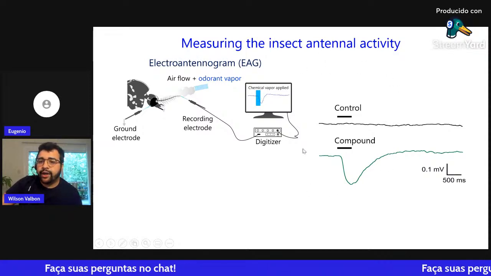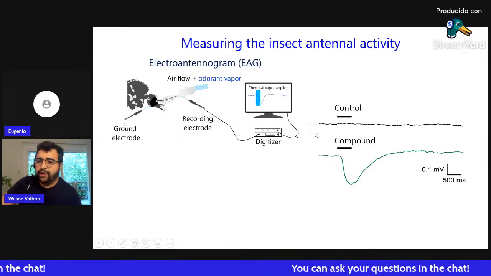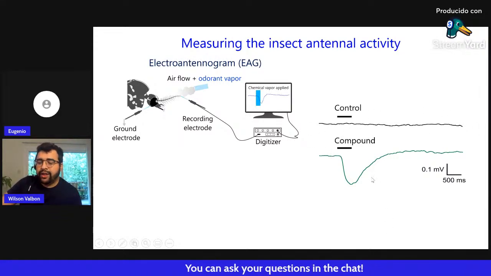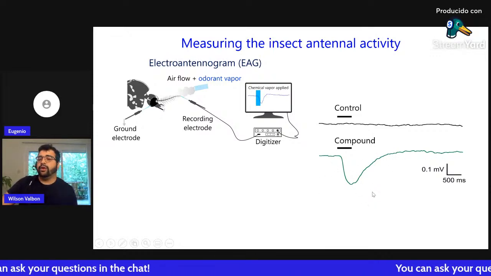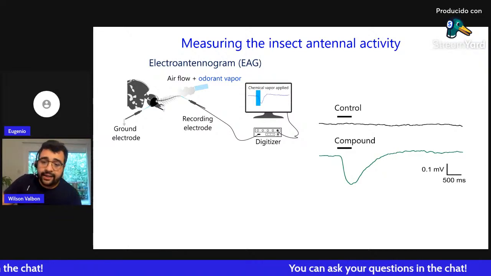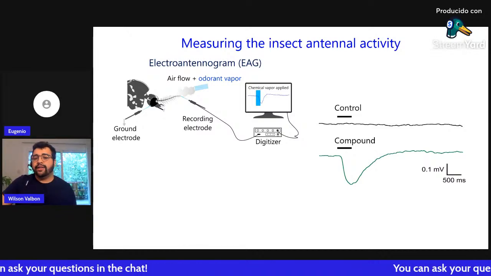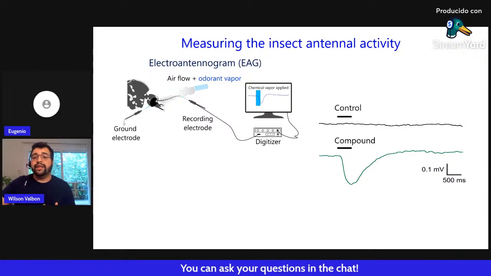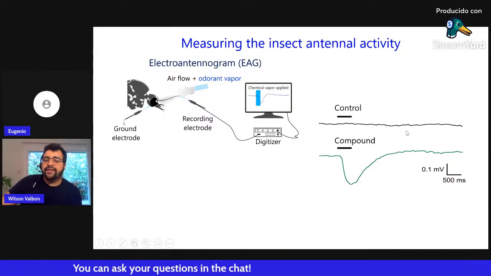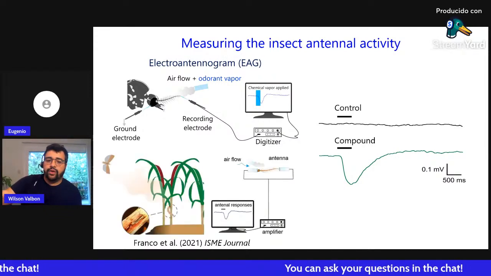Here we have the control: when you apply just a vapor, clean air, no signal at all. Then when you apply the compound, we have this deflection of the signal. You can measure the size of this deflection and confirm that the insect is smelling, detecting that compound. This bar represents the moment of the application. It's just half a second, guys. The time is very short, and even so they can detect it. This is a very powerful technique that many people are using around the world, as well as in Brazil.